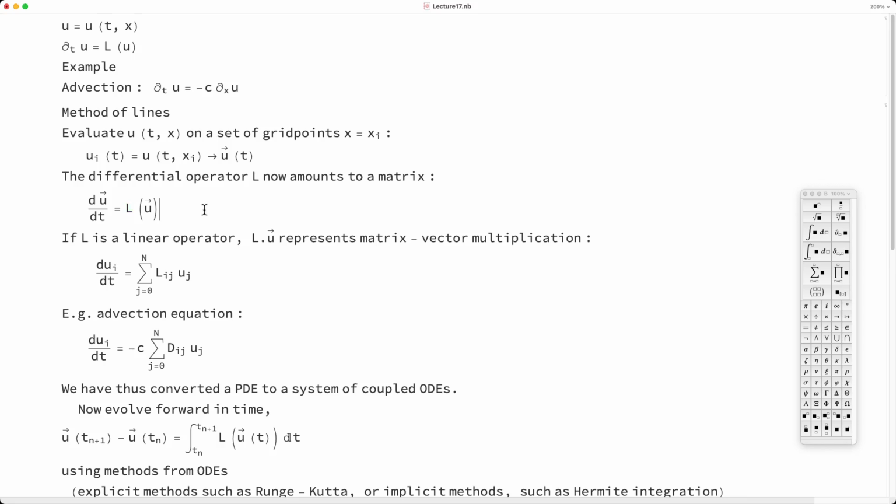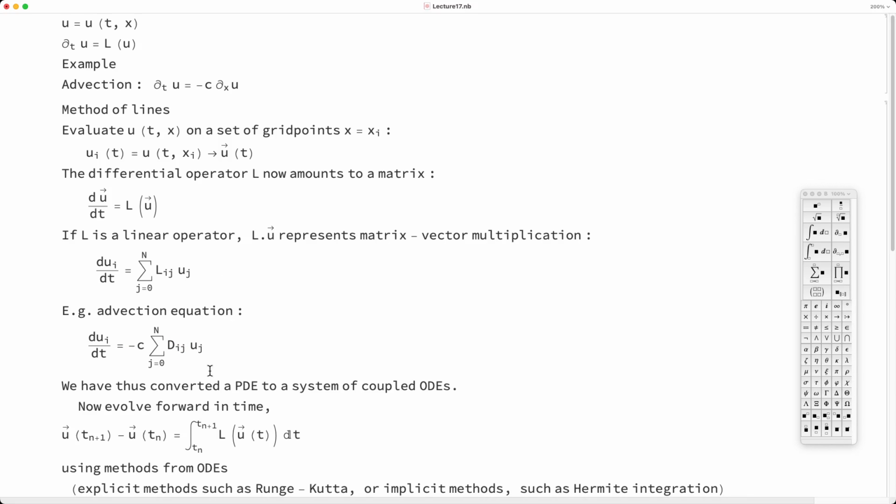If L is a linear operator, then this operation is simply a dot product. So L is dotted onto the vector u, and we can write that in component notation in this form. In particular for the advection equation, L would be minus c times the differentiation matrix D_ij, which we know how to construct using collocation methods.